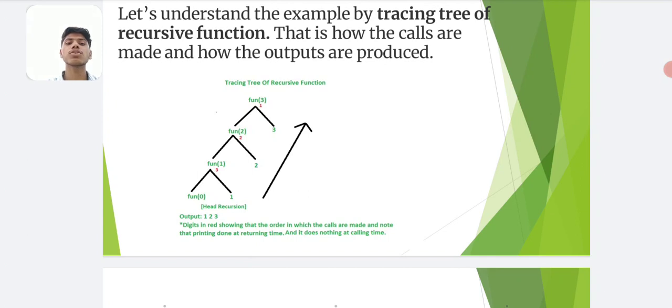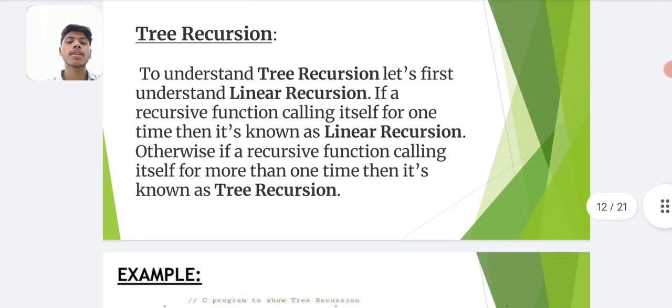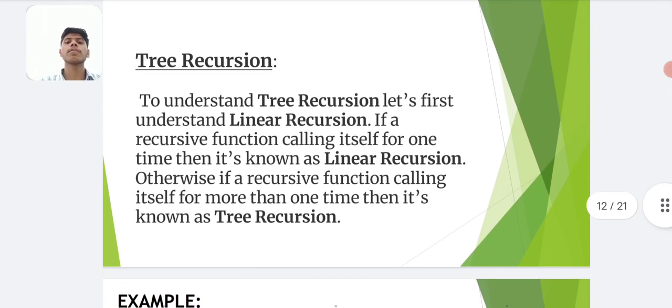The digits in red show the order in which the calls are made, and note that the printing is done at returning time, and it does not happen at calling time. So the third type of recursive function is tree recursion.